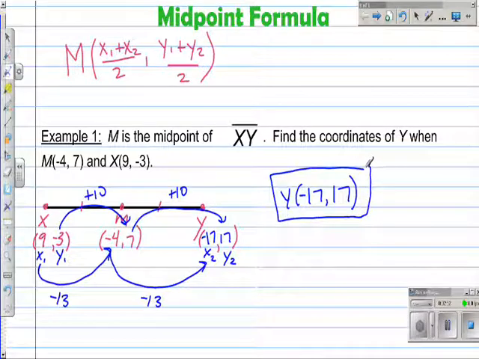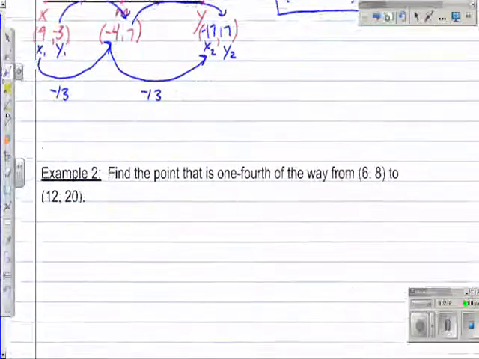You could check this by plugging X and Y back into the midpoint formula and solving for M, and you should end up with negative 4, 7.